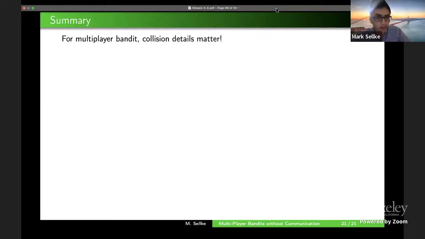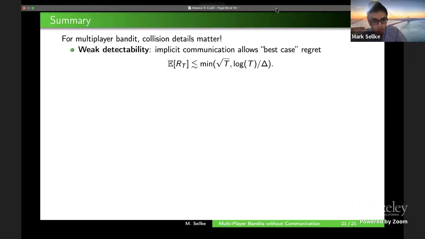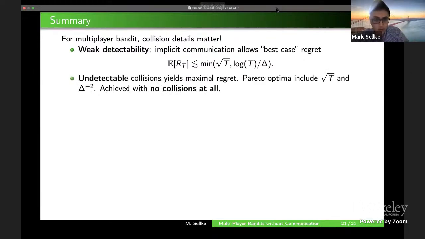Okay, let me just wrap up. So maybe the main takeaway of what I've said at a high level is that if you're thinking about multiplayer bandits, the details of how you set up and think about collisions really matter a lot. So if collisions are weakly detectable, if you get to see the 0 reward, then you can still get the best case regret. You can get both square root t and you can get log t over delta. But if you can't detect collisions, then the regret gets much larger, at least for large gaps. And these trade-offs are achieved with no collisions at all. So this is something that you can do in any collision model.